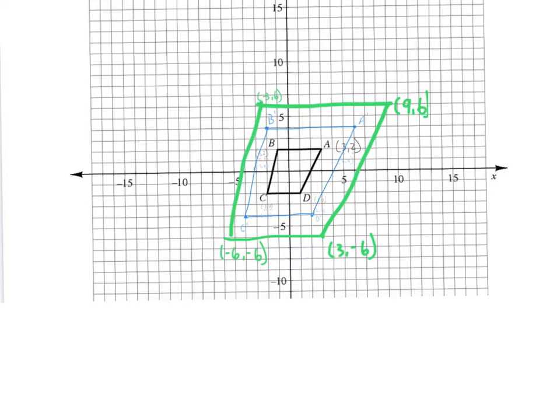So this has been my dilated or enlarged figure by a factor of 3. And so, just recapping again, I took each of the coordinates and I multiplied them by whatever the zoom factor and the enlargement factor was, and that process is called dilating a figure.